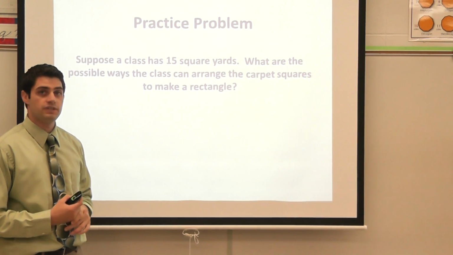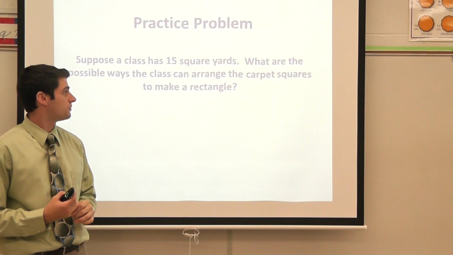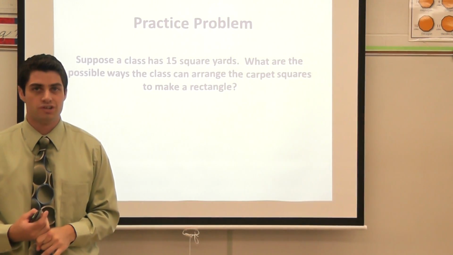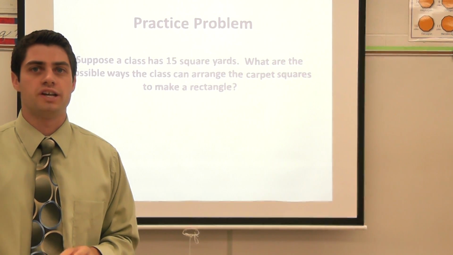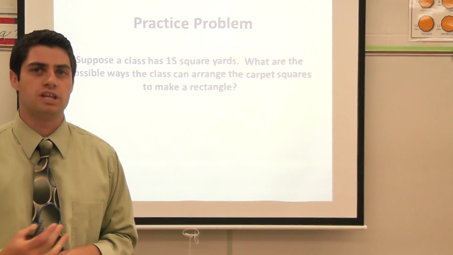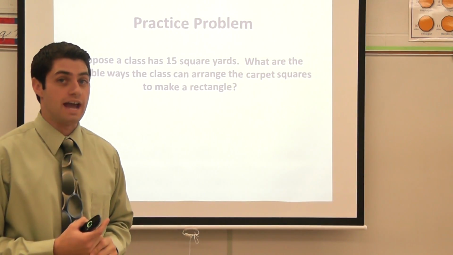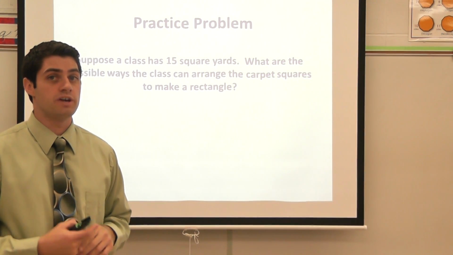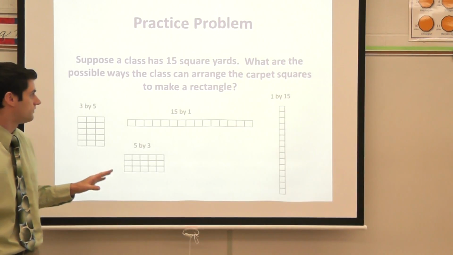Suppose a class has 15 square yards. What are the possible ways the class can arrange the carpet squares to make a rectangle? So I've given you 15 square carpet yards. I want you to place them down. There's different arrangements that you can make based on this group of 15. Using factor pairs, I can show how the arrangements look. Let's take a look at what that would look like as a visual.